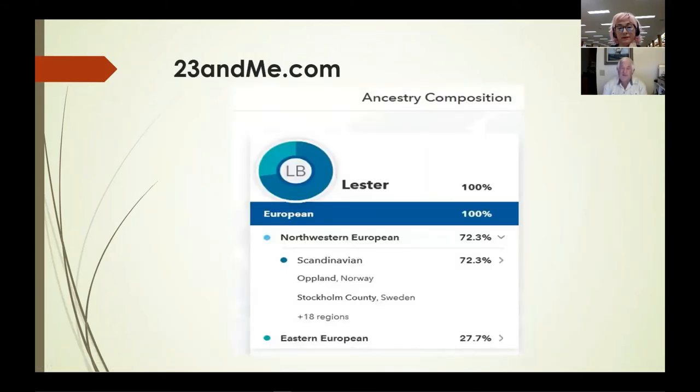23andMe, ancestry composition. Yes, Lester is my full first name. European, all European, 100%, which is not unusual. Scandinavian, 72.3. Eastern European, 27.7. And again, you know, three-quarters of it is from Norway. A quarter or even less is from the Germany area.